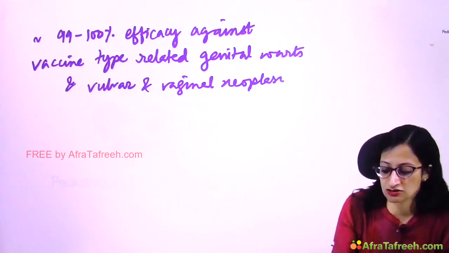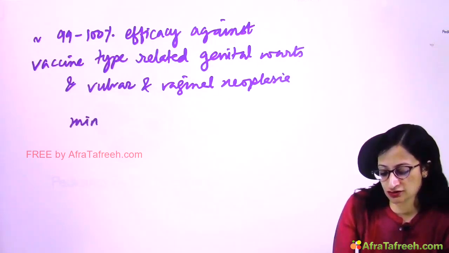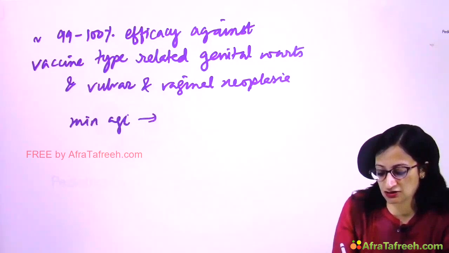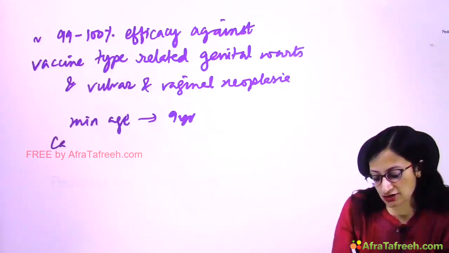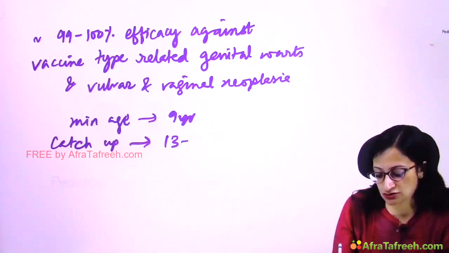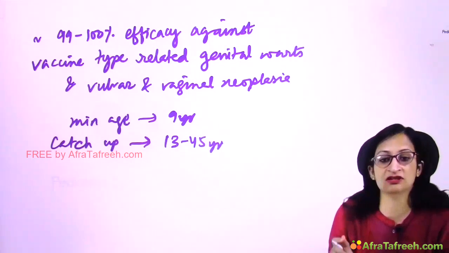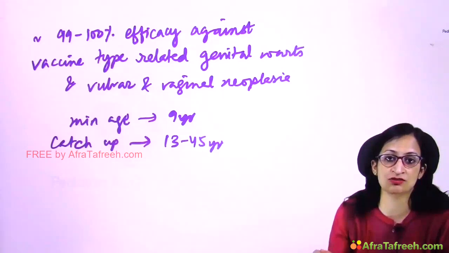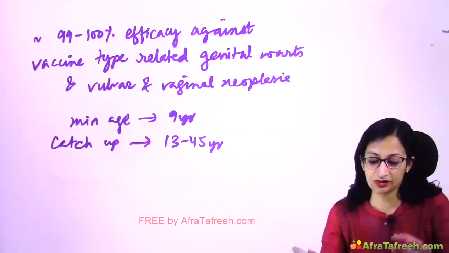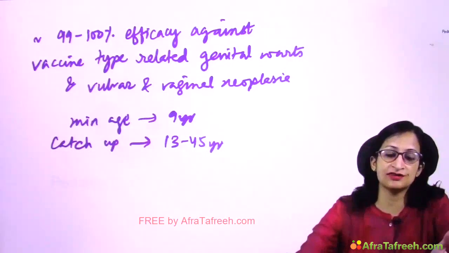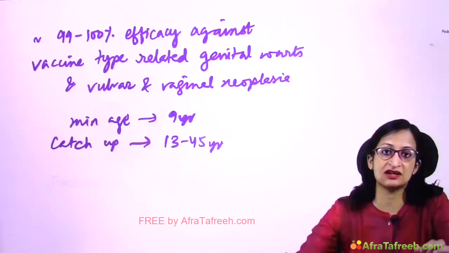The minimum age at which this vaccine can be given is 9 years of age, while catch-up vaccination can be done between 13 to 45 years of age. Ideally, it should be initiated before the sexual debut of any female. Okay. So these are some important points about some of the vaccines that are important for our MCQs.